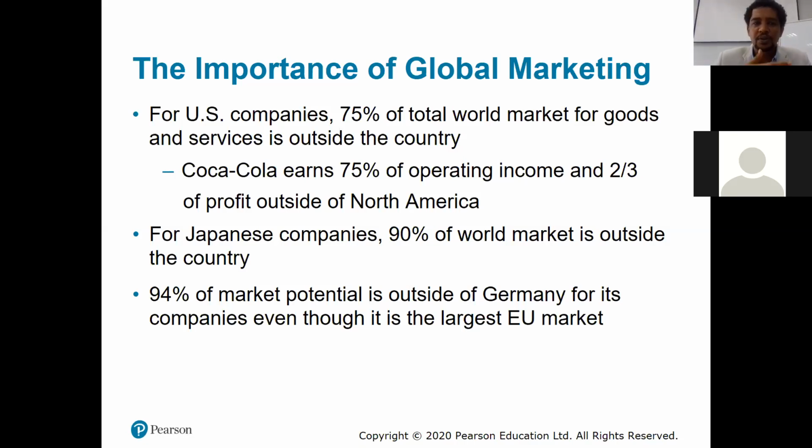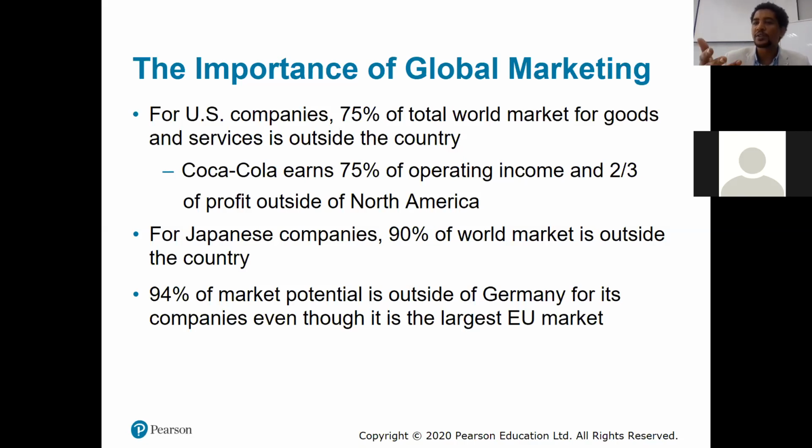Okay, so for example, you can take Coca-Cola. It earns 75% of its operating income, 2/3 of the profit, from outside of North America. If you take Japan, 90% of the world market of Japan is outside Japan. Only 10% of the market is within Japan. If you take Germany, 94% of its market potential comes from outside of Germany. Okay, that's how important global marketing is.